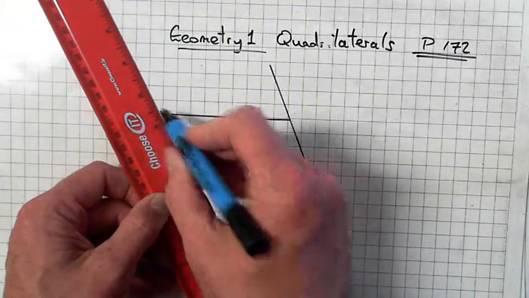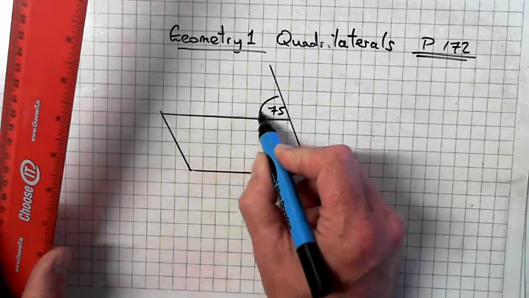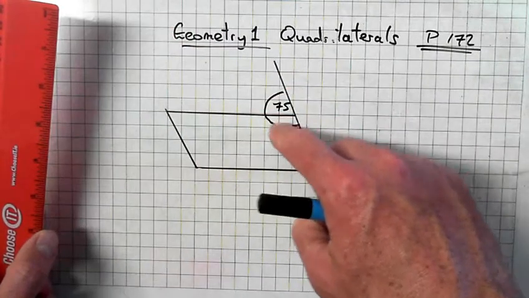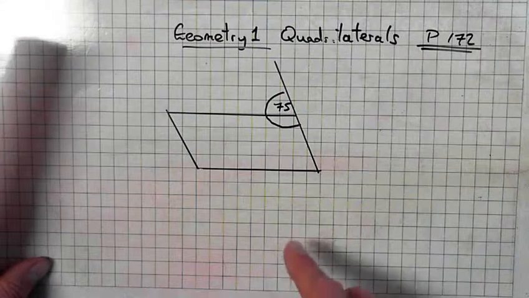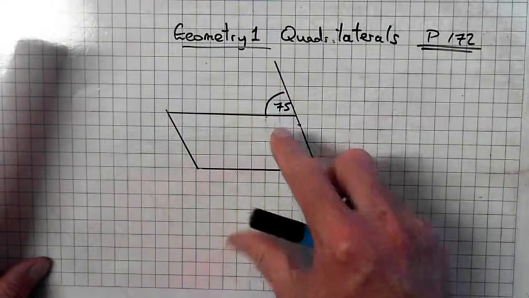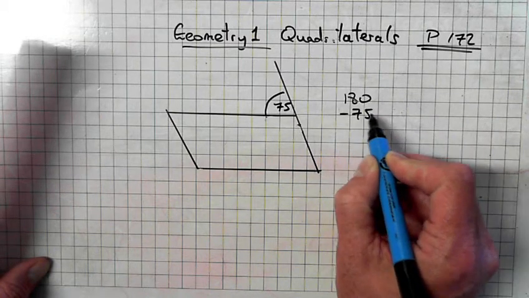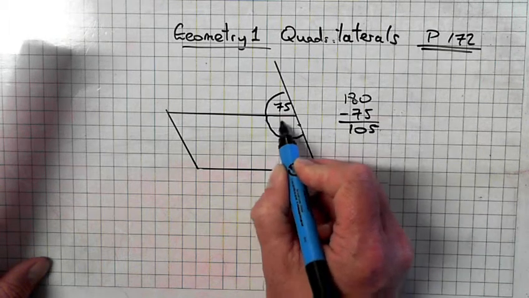Right, the next one. Part 3. This is 75. What do you notice about this angle here? See that angle there? It's a straight line, which adds up to 180. So 180 minus 75 is 105. So this angle B is 105.